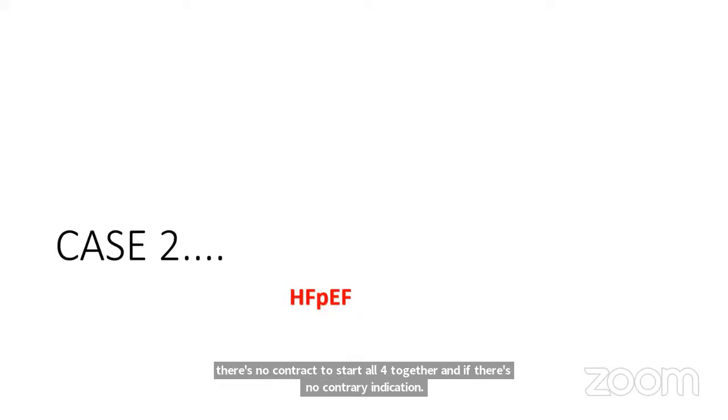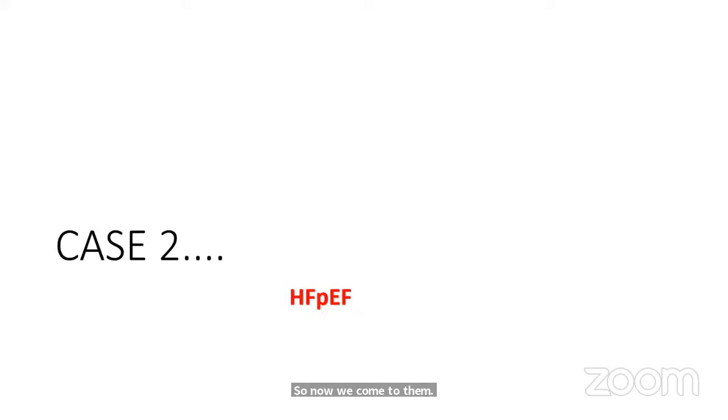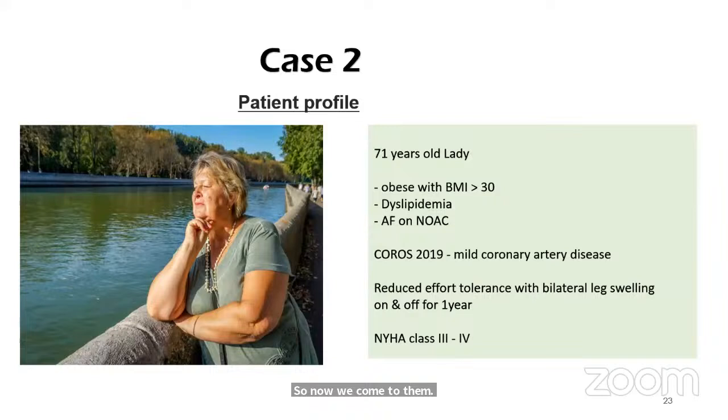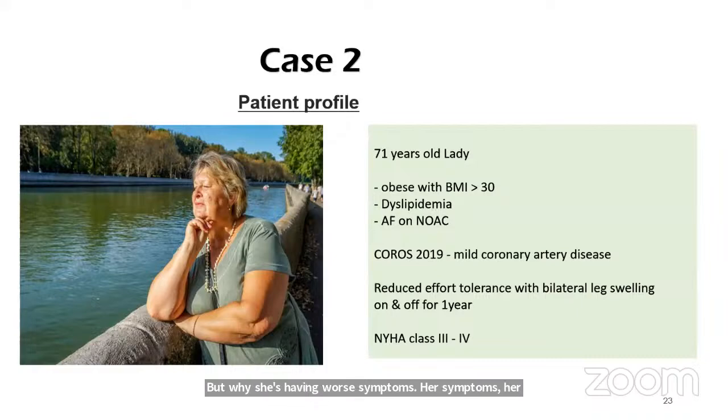So now we come to the second case. As you all can see, she's obese. She's having dyslipidemia, AF or no AF. Probably all of you will think that her ejection fraction is quite good, but why is she having worse symptoms? Her NYHA class was 3 to 4, limiting her daily activity.